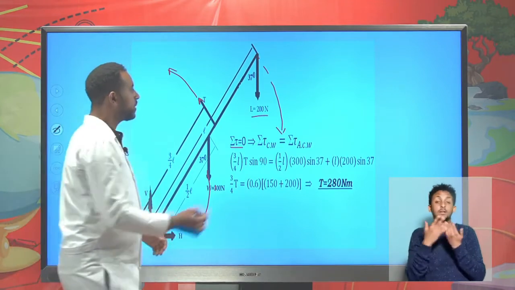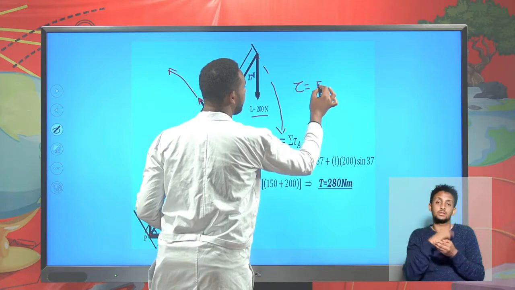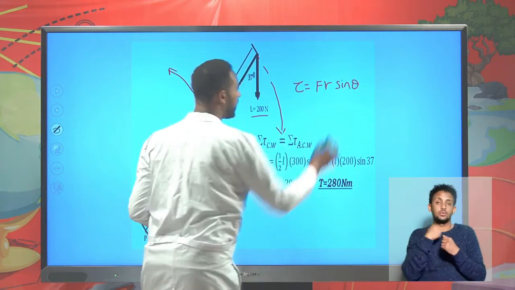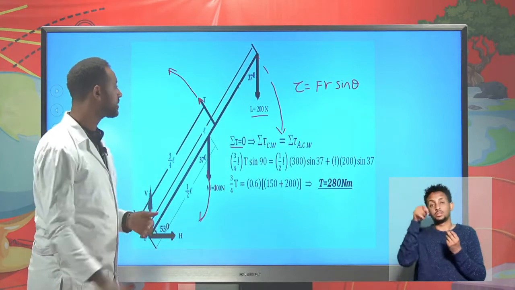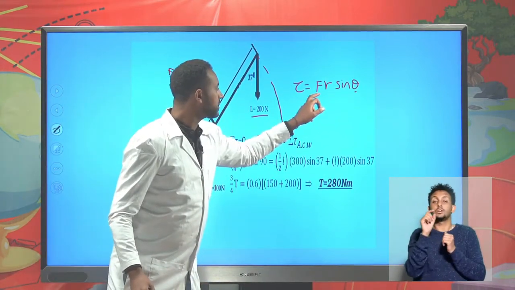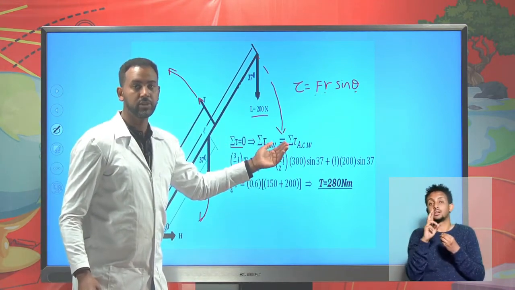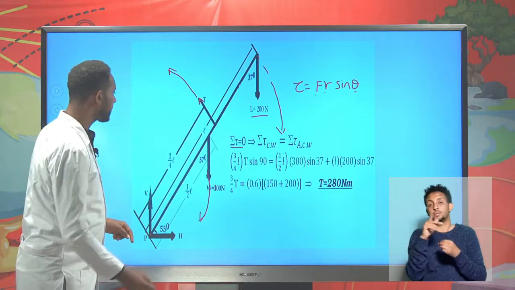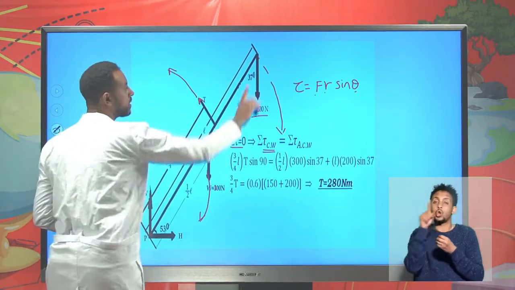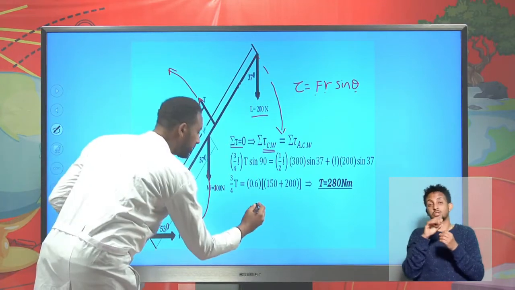We know that torque tau is generally given as force F times R times sine theta, where theta is the angle between the exerted force and R. R is the moment arm, and it's always measured from the pivotal point. In this case, let's look at the forces acting clockwise. The first force is the load. The load is 200.